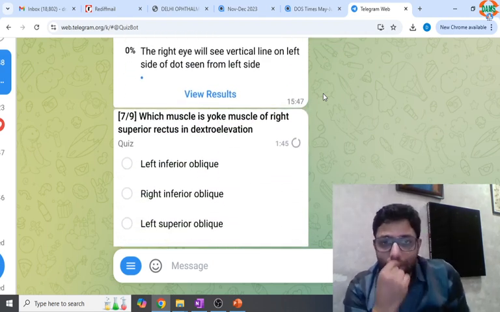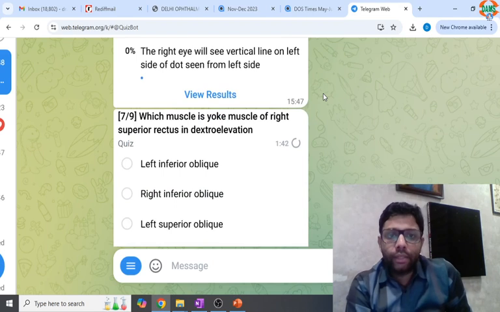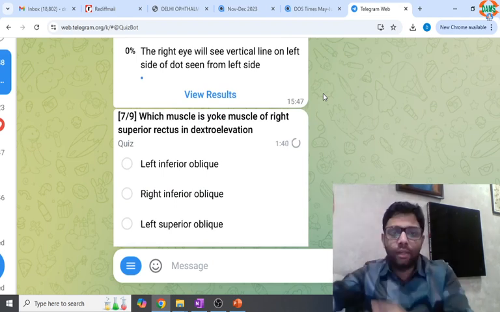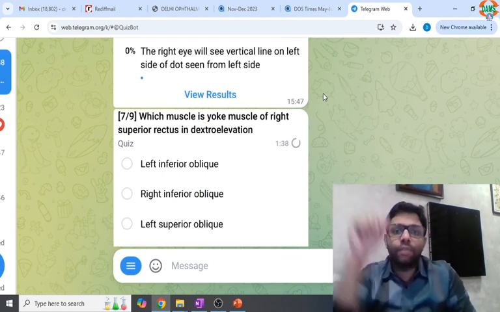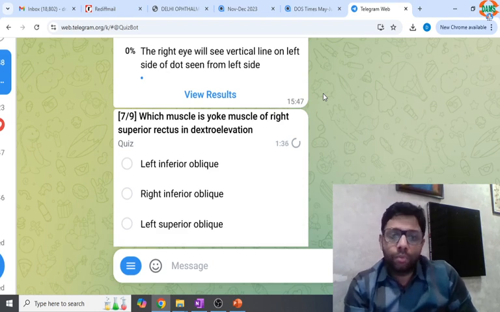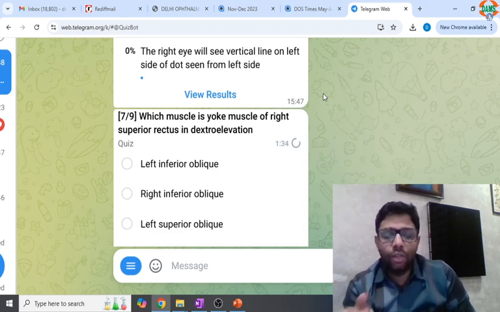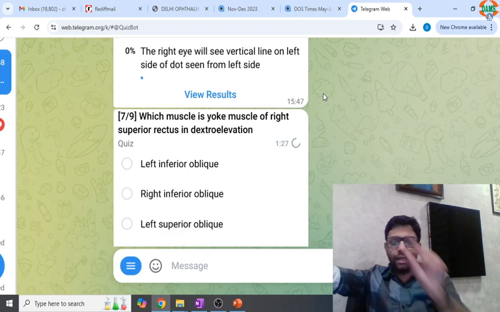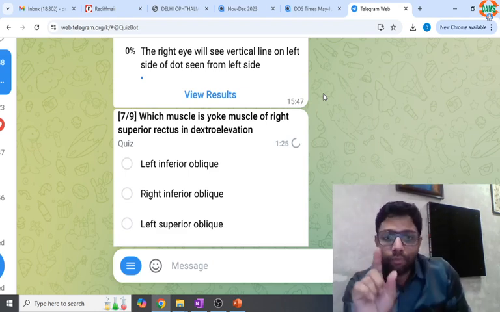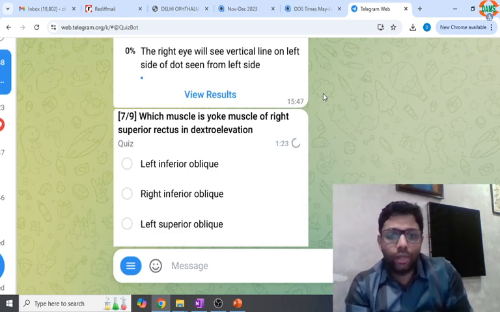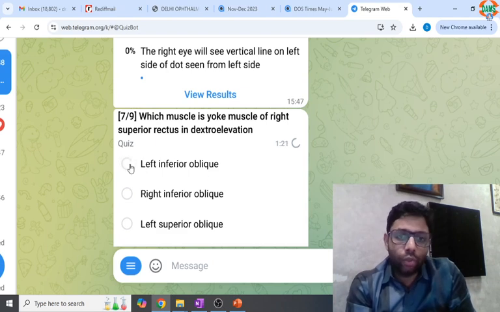The yoke muscles given by Hering's law in dextroelevation: right superior rectus and left inferior oblique are the yoke muscles. Right makes left, superior makes inferior, rectus makes oblique. But if you know the cross from the class, right SR and left IO are in the same position. So left IO is the answer for the yoke muscle of right SR.